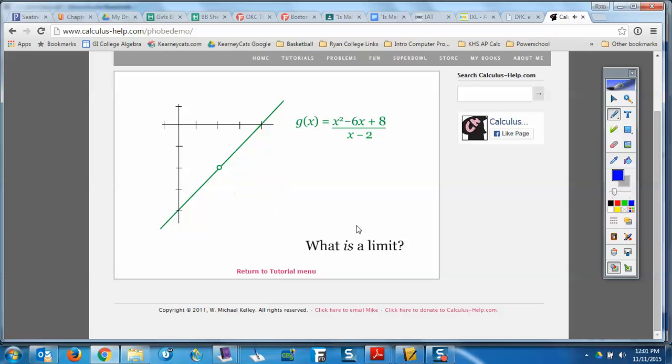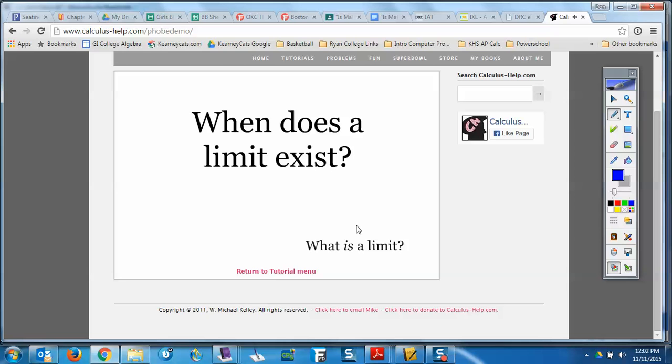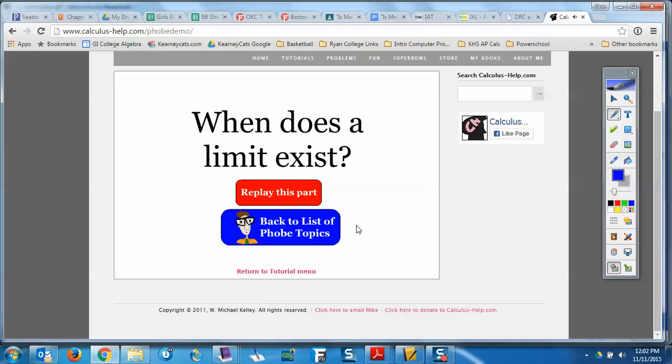However, though this graph has a hole in it, it still possesses a limit when x equals 2. Clearly, the graph intends to reach a height of negative 2 when x equals 2. Even though the graph doesn't actually reach that height, it doesn't matter. The limit still exists, and we can say that the limit as x approaches 2 of g of x is equal to negative 2. This begs the question, when exactly does the limit exist? We examine that in the next module.